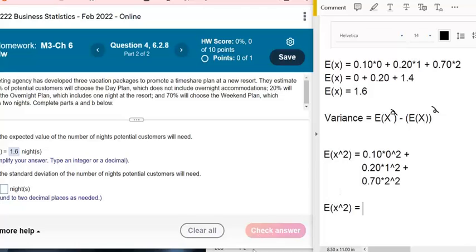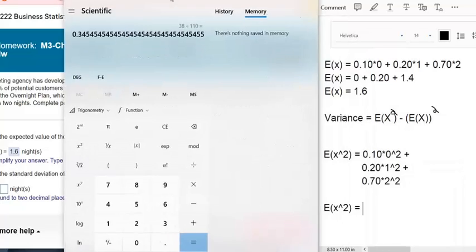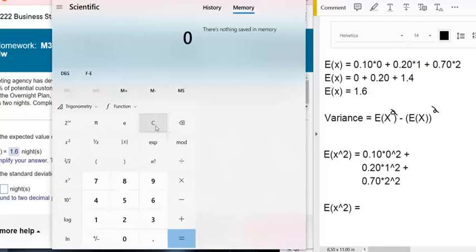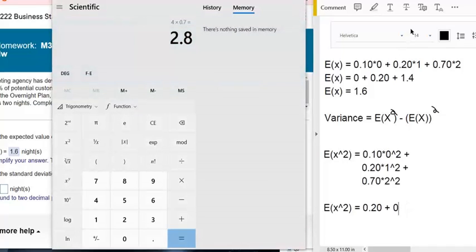Okay, so if we do that, the first one's nice and easy because 0 squared is 0. The second one's also nice and easy: 1 squared is 1, so it's 0.20. Now the third one, that's 2 squared times 0.7, that's 2.8. That means the expected value of x squared is 3. So we got 3 for this part of the formula.